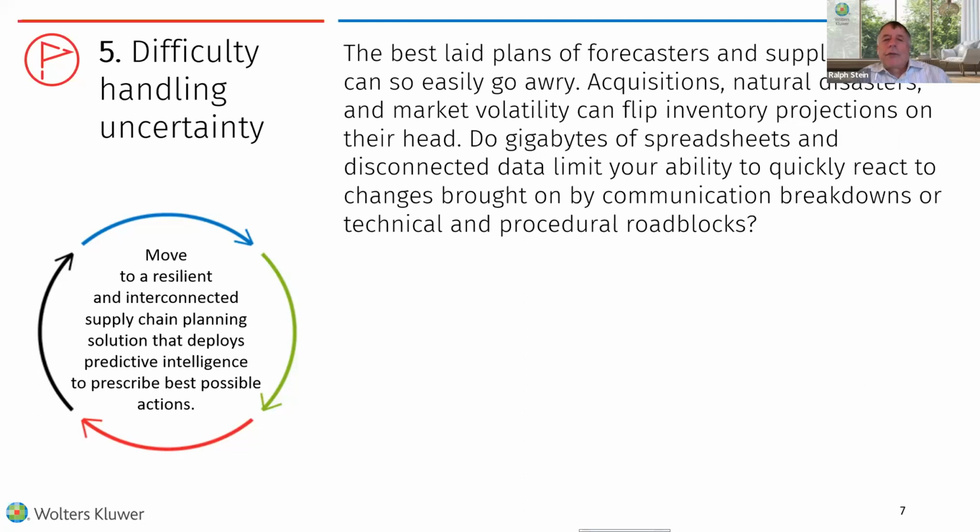Number 5 is difficulty handling uncertainty, right? And that's what I was sort of talking about. Everybody has their best laid plans where they try to say, okay, this is what we're going to achieve based on what we know today. And we have done this all in a spreadsheet and it's not going to be any problems.